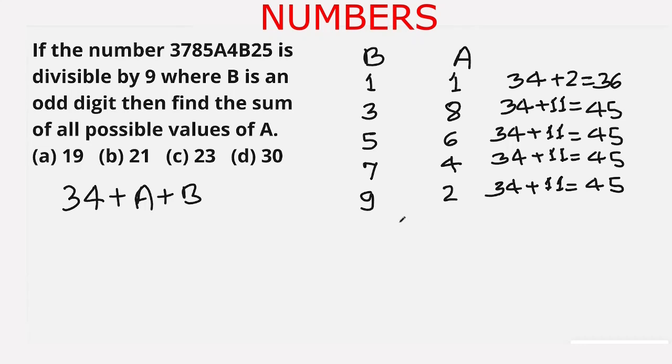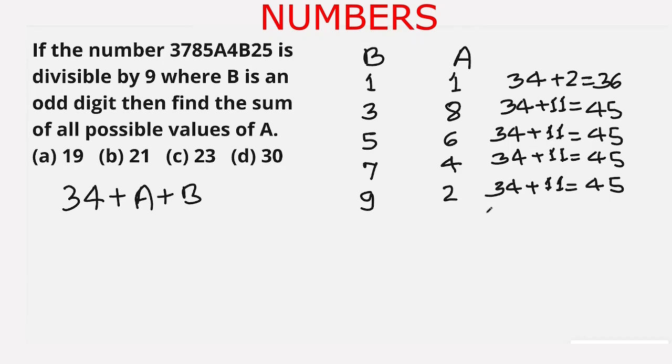Can A have any other value than this? As we know that A and B are digits which can have maximum value of 9, and A plus B can have the maximum value of 18. Therefore, A cannot have any other value than all these values, because the next possible divisible number of 9 is 54. For becoming 54, the value of A plus B is 20, which is not possible.